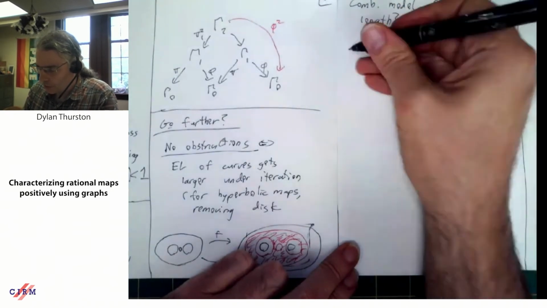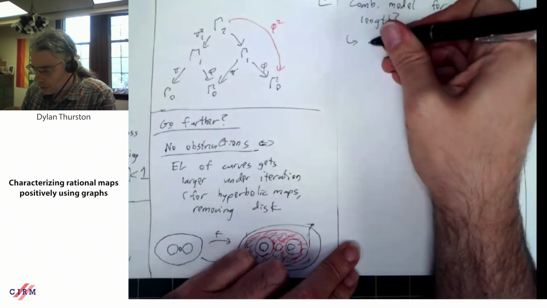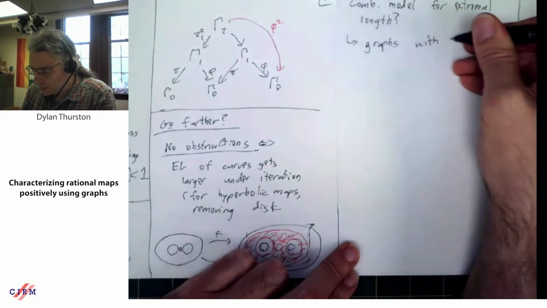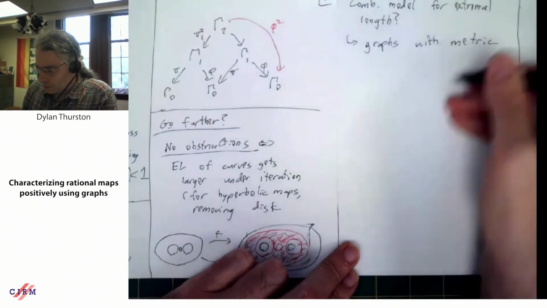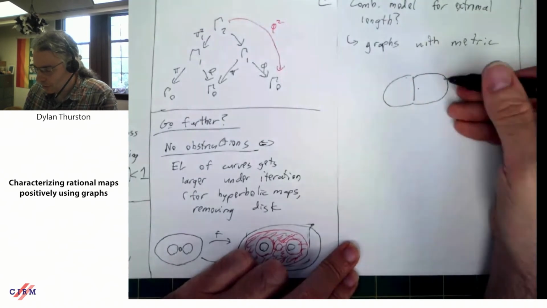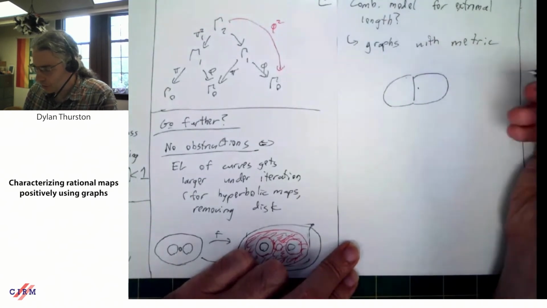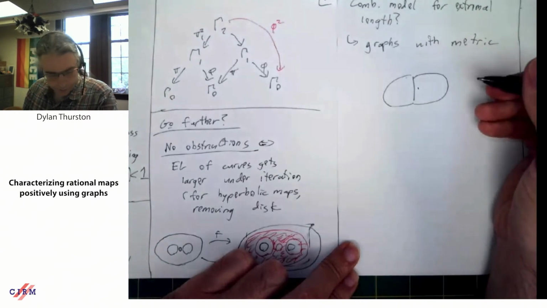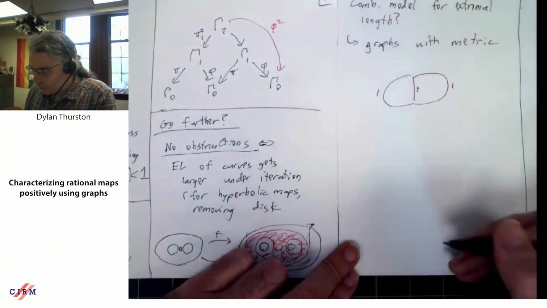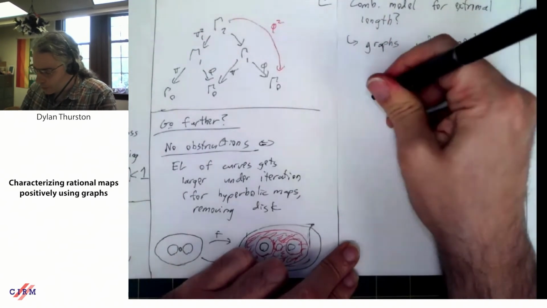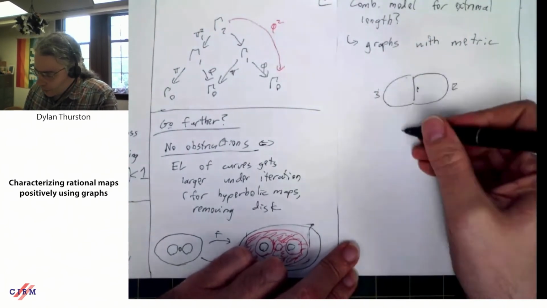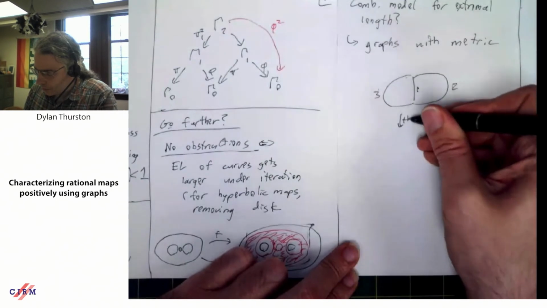And that also comes from graphs with a metric. And so you take some graph with some metric here, give some numbers to the edges here. Let me give them some different lengths here. And I want to thicken it.